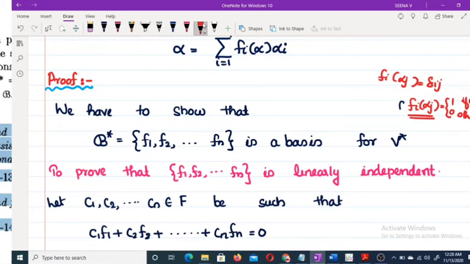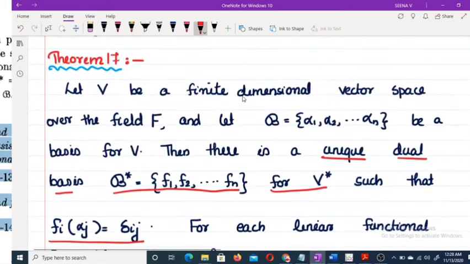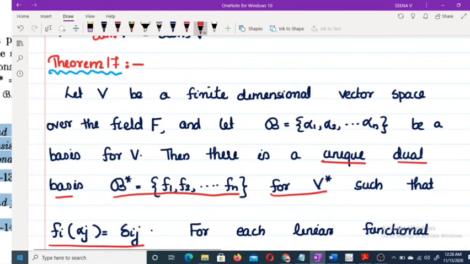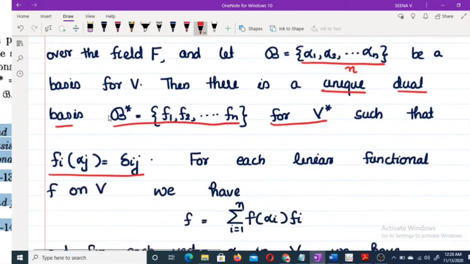Now we have to prove this forms a basis. What about the number of elements in this set? n. What about the dimension of V star? n. Because this forms a basis for V, the number of elements is n, so the dimension of V is n, and therefore the dimension of V star must be n. Here the number of elements is n.